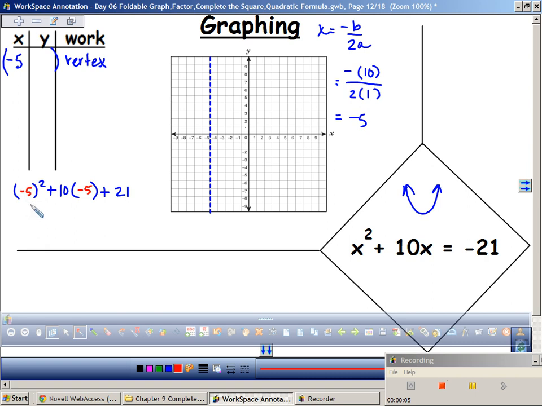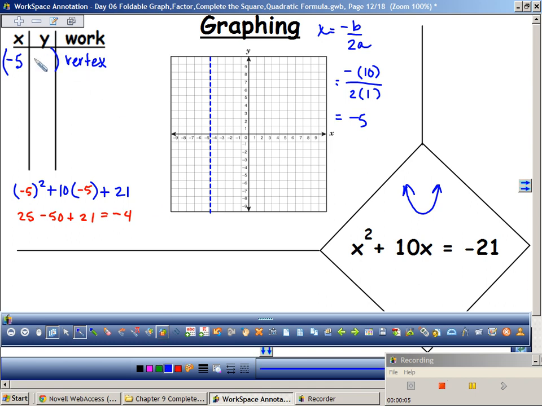Okay. Negative 5 times negative 5 is what? 25. 10 times negative 5 plus 21. What do I get? Negative 4. Good job, guys. So my vertex is going to be at negative 5, negative 4. Negative 5, 1, 2, 3, 4?